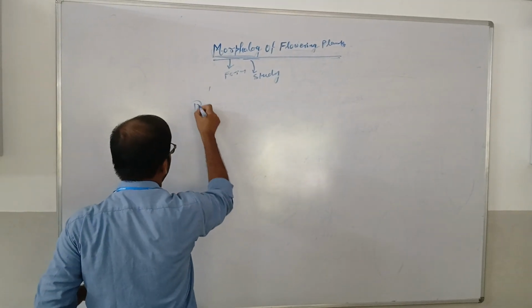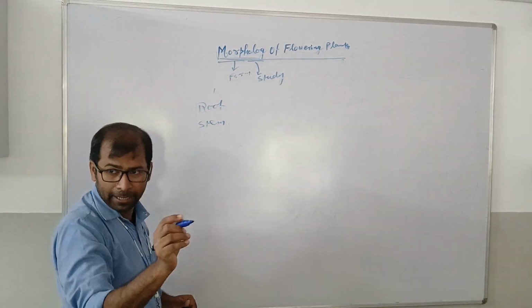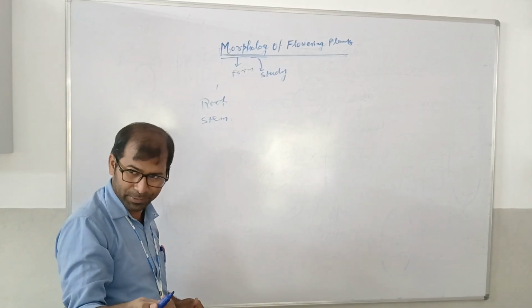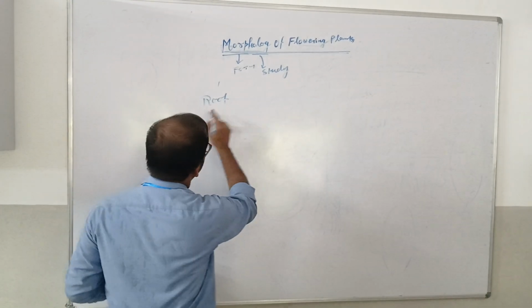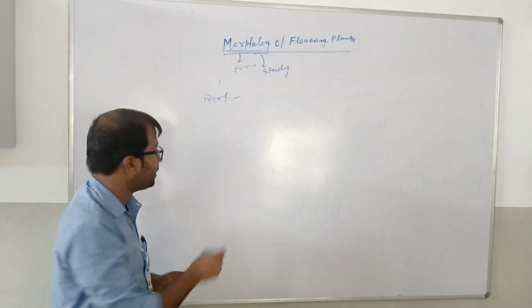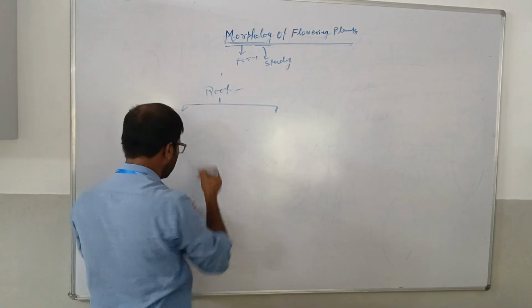Basically we read about the root, stem, leaves, flower, seeds, and fruits. Understood? Today we focus on the root, as I told. Okay? Clear? Root, you know the function of root. All of you know the function of root.